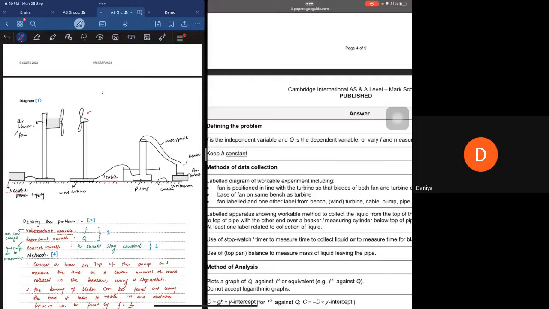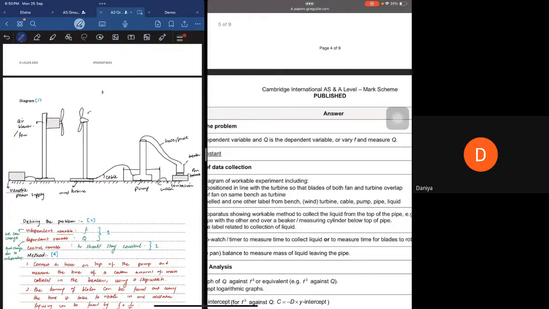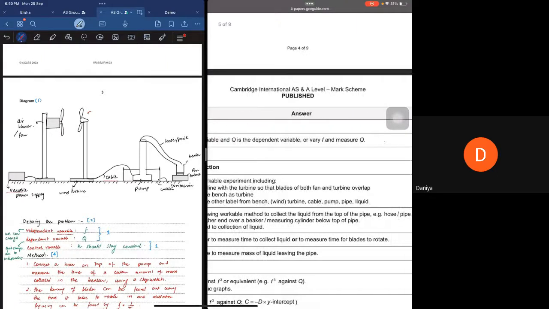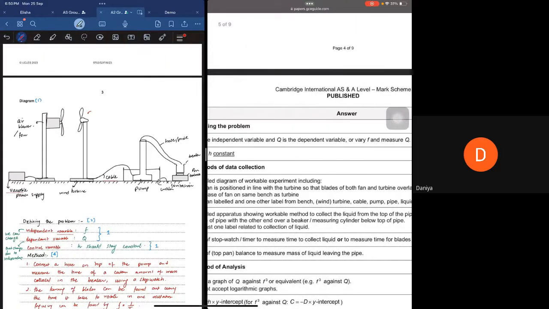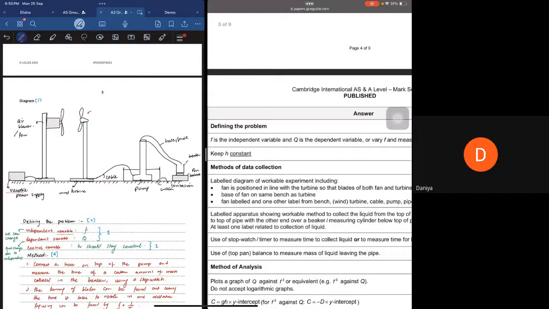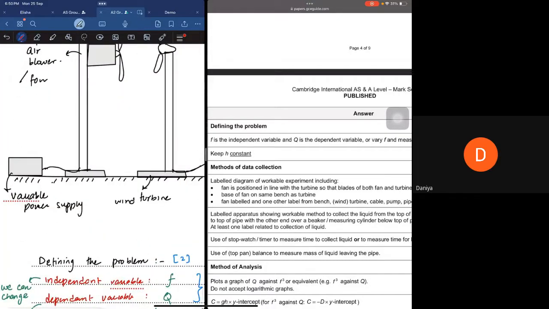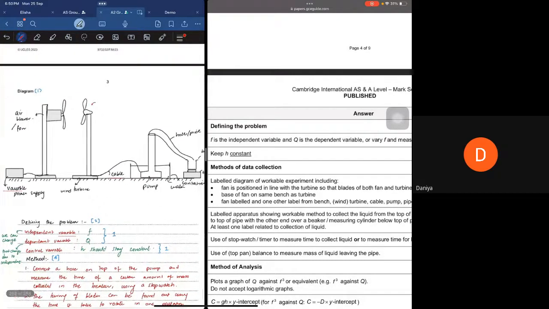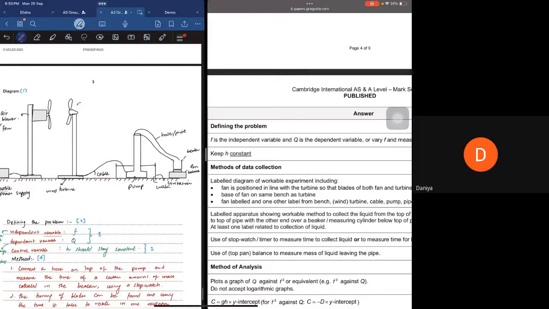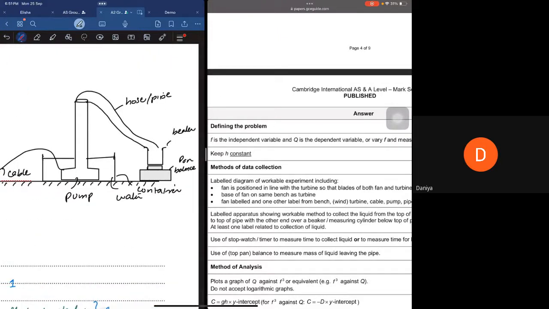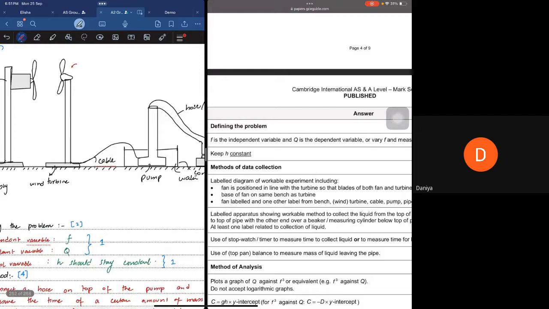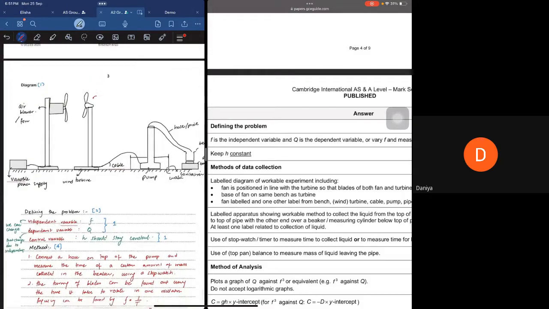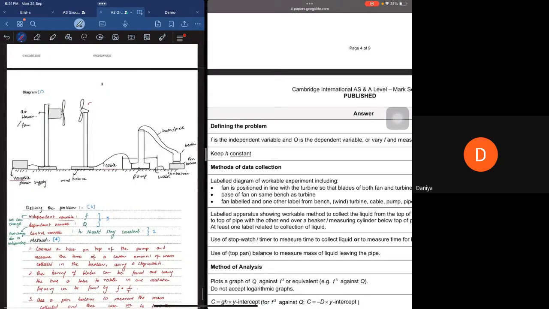Fan labeled, and another from the bench: wind turbine, cable, pump, pipe, liquid. Now they have not asked us to draw anything else, like we drew a variable power supply, a container and a pan balance, speaker. They've not asked us to do that, right? But now I'm going to tell you why it is so important to do this.